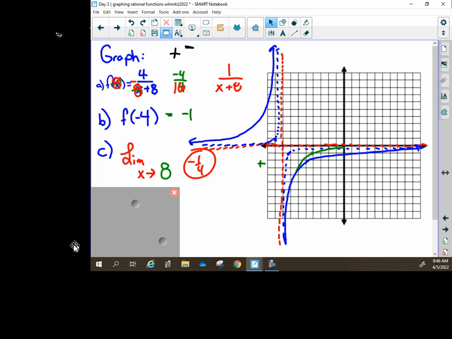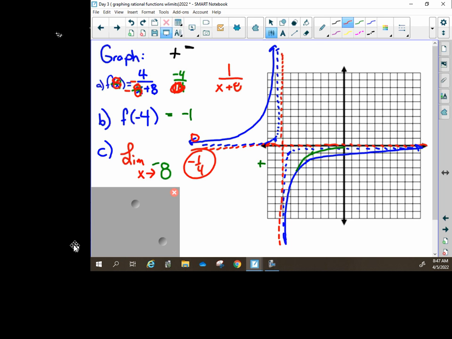Let's change this now to, what happens if I approach negative 8? Okay, so approach negative 8, not positive 8, but negative 8. Negative 8 plus 8 is 0, and you can't have 0 on the bottom. I'm noticing you guys saying, if I plug it in here, I'm going to get 0 right here, and I can't do that. Why is that happening? Because 0 times something.